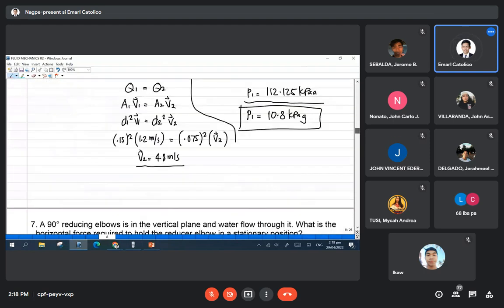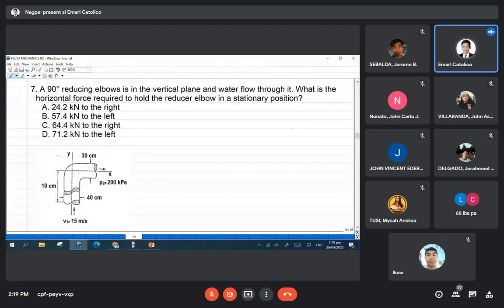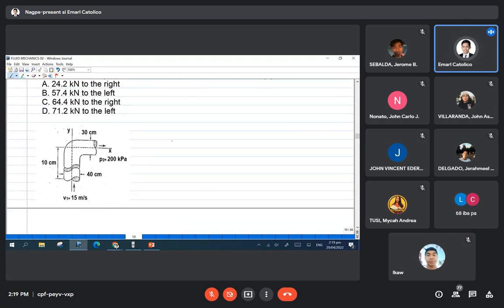Okay. So, next, number 7. Number 7, ano ito? Under siya ng difficult problem sa board exam. Okay. So, matinding analyzation ang kailangan dito. So, kayo na ang magsagot. Hindi ko ata ito kaya.